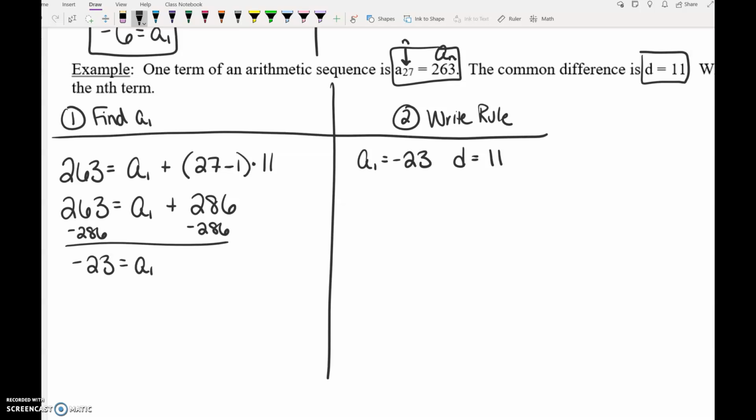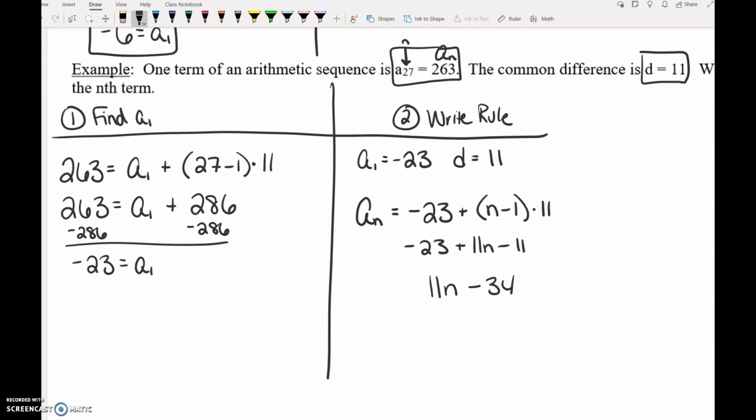So 263 equals our first term plus 27 minus 1 times 11. 27 minus 1 is 26. 26 times 11 is 286. Subtract that, we get our first term is negative 23. Then we have enough information. Our first term is negative 23. n minus 1 times 11. So 11n minus 34 is our final answer.